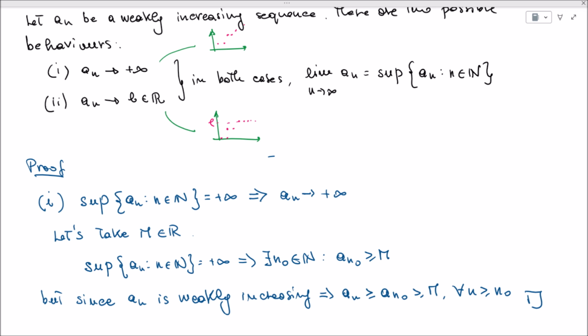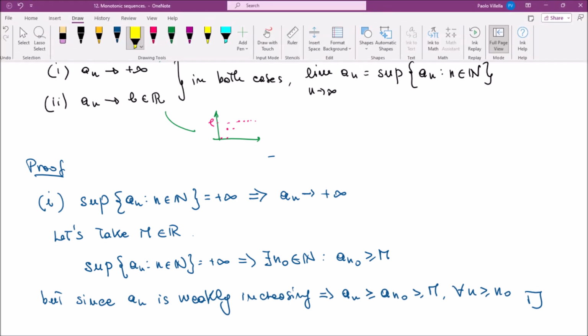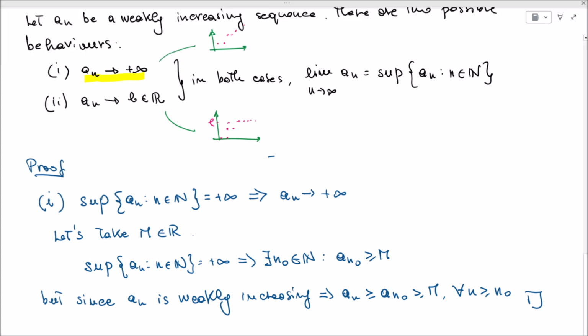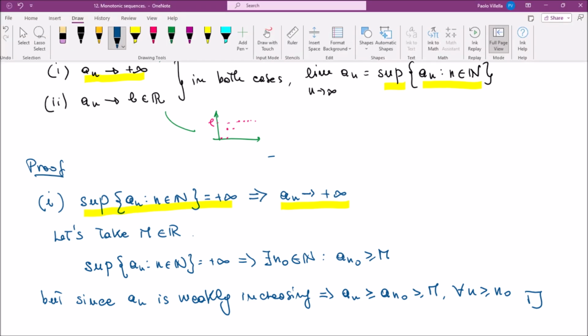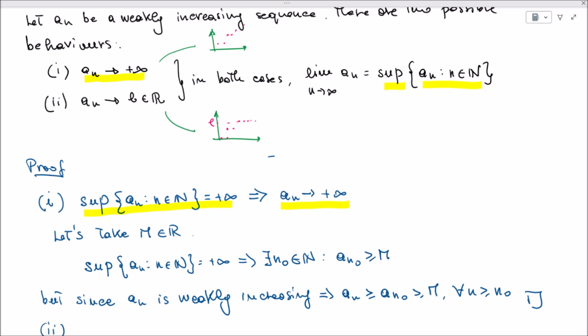So let's summarize what we just said. We wanted to prove that for a sequence which is weakly increasing, we can have the possibility that the sequence diverges to plus infinity if the supremum of the sequence itself is equal to plus infinity. And in fact, we started by assuming that the supremum is plus infinity, and we have just proved that indeed the sequence is divergent to plus infinity. Second possibility is the following.